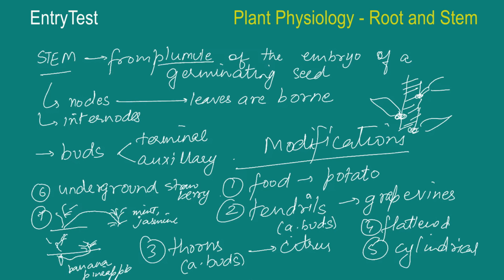Then they can be flattened, they can be cylindrical, they can grow underground for propagation in all directions like in strawberries. They can also grow over the ground like a lateral branch, and finally it comes and touches the ground, for example in mint and jasmine. Or they can grow horizontally under the ground and then come up to form a new plant, for example in pineapple and in banana. So that is all you need to know about the stem, and that is all we are going to cover in this video, that is information on the root and the stem.